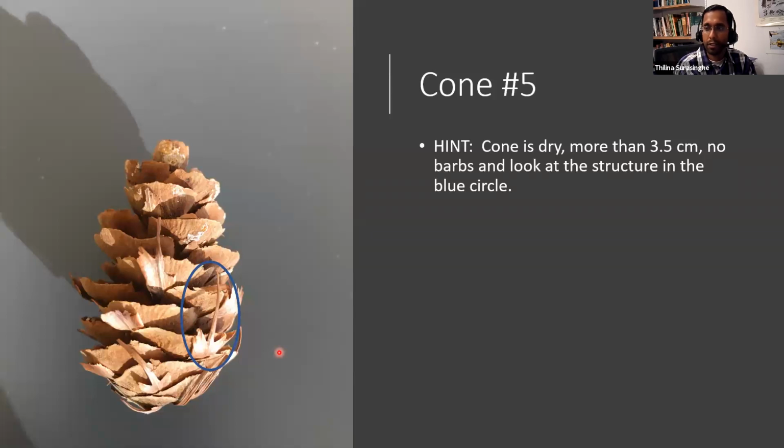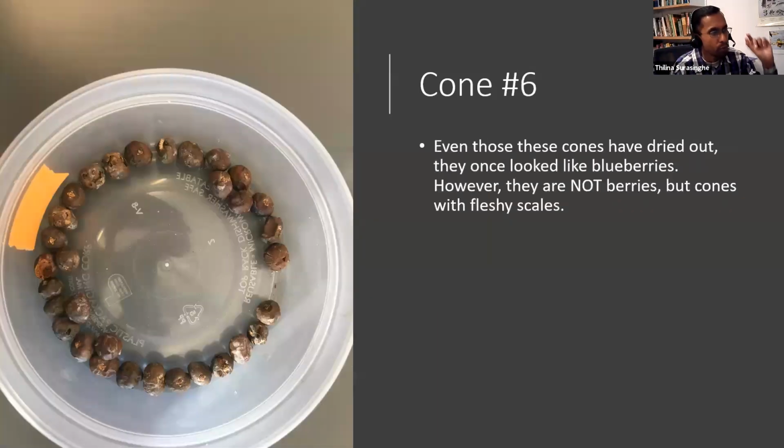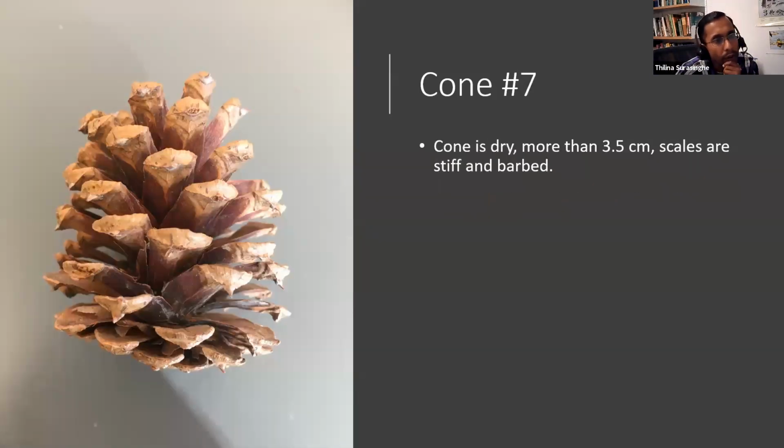But the hint says no barbs. Yeah, no barbs. The barbs are not bulbs, those are sort of spines emerging from it. A bulb is a much shorter spine.